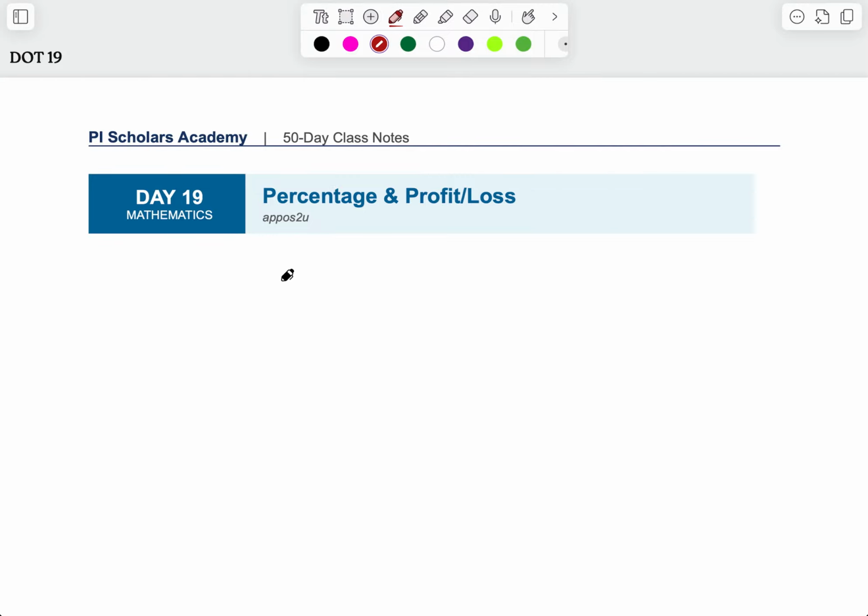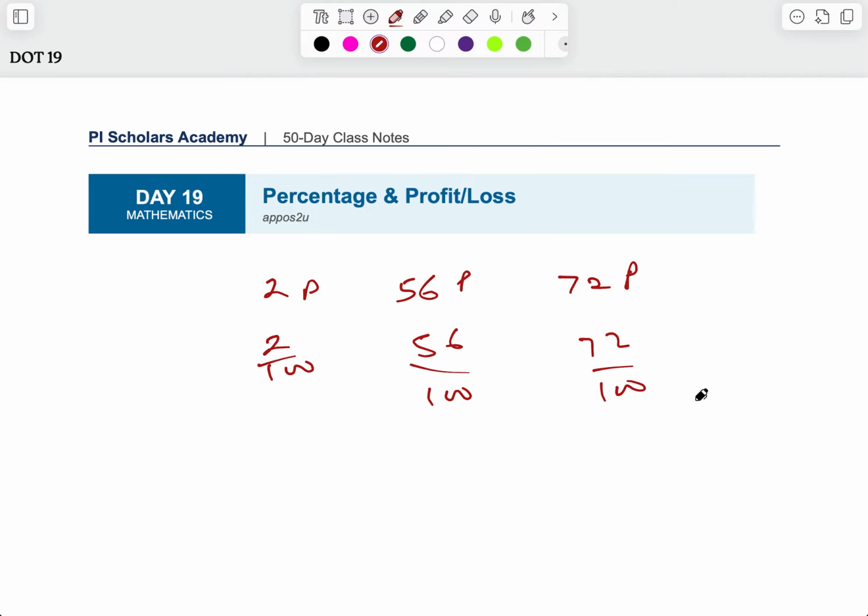Whenever I say 2%, so don't mind my percentage, I'll just be using P to represent percentage. I don't really know how to write that symbol. Whenever I say 2%, 56%, or 72%, what I mean is that I'm saying 2 out of 100, 56 out of 100, and 72 out of 100.